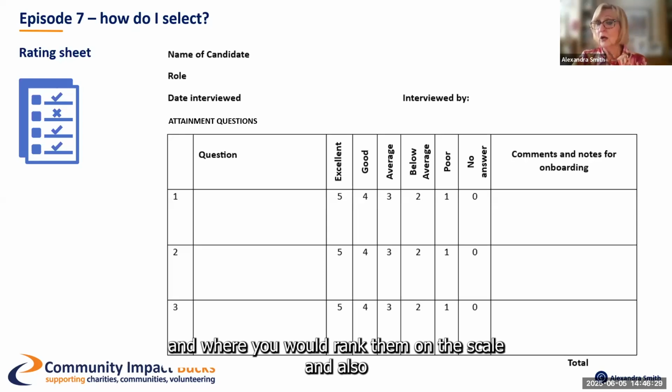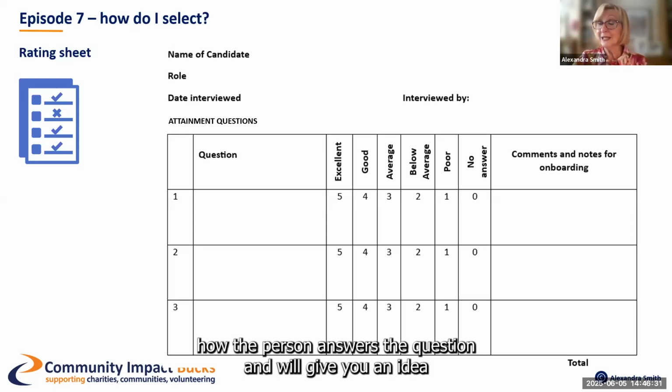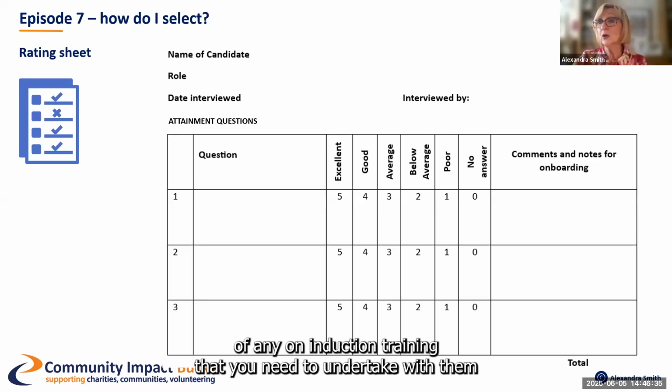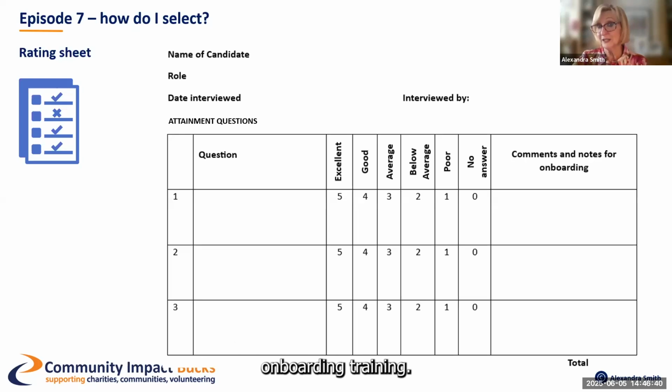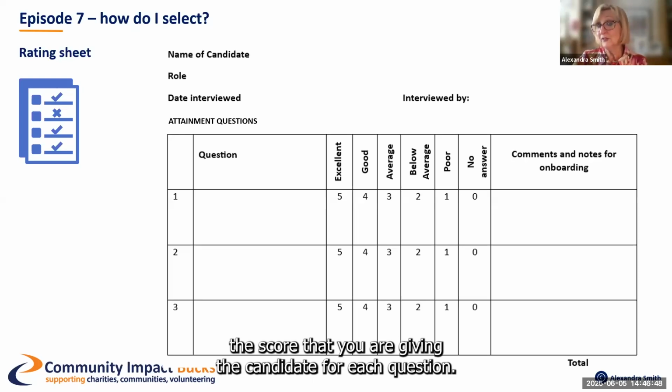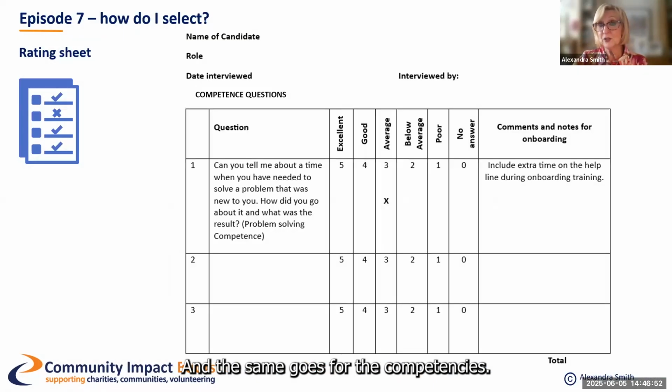And also how the person answered the question will give you an idea of any induction training that you need to undertake with them, onboarding training. And you would circle the score that you are giving the candidate for each question. And the same goes for the competencies.